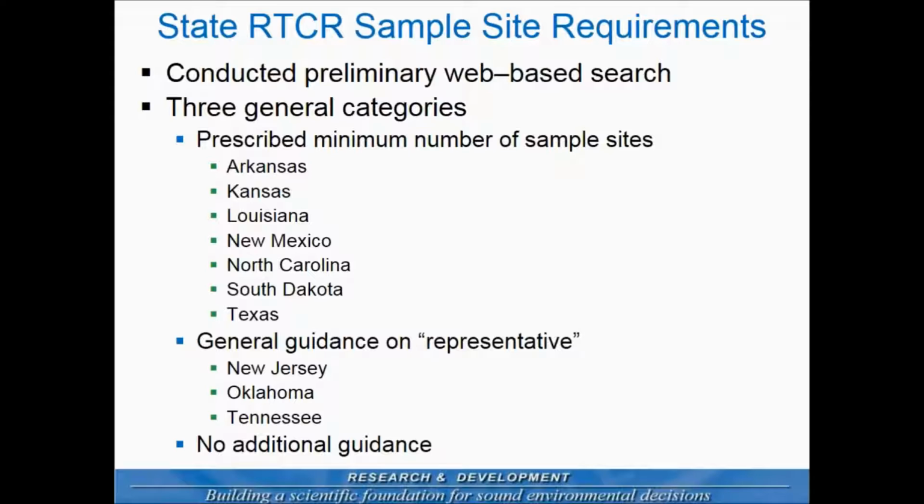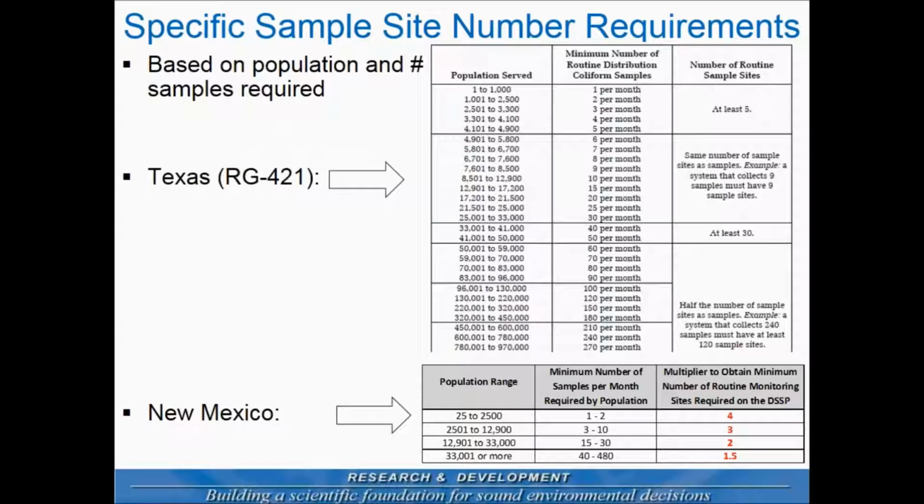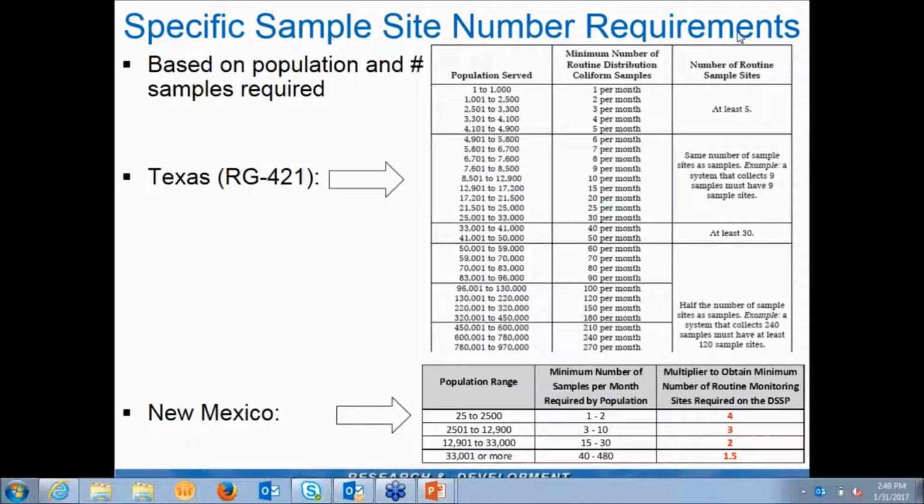So we found 3 general categories. The first was where a state prescribes the minimum number of sample sites, and here's a handful of states that do that, and I'm going to go through examples of what they prescribe. And then general guidance on what representative means, and so a few states here, New Jersey, Oklahoma, Tennessee, where general guidance on representative we found, and then some states where we found no additional guidance. And that may not mean that the states don't have any, it just means we didn't find it on their website.